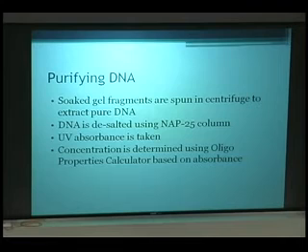Then you centrifuge again. It's our favorite thing, is to spin. And we get pure DNA out of that, which we then desalt, and determine the concentration using the UV absorbance again and an oligo properties calculator, which is online.